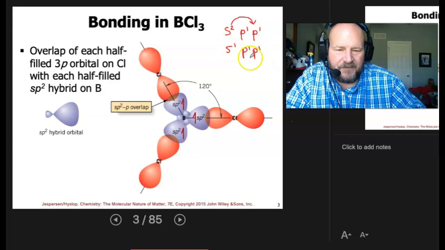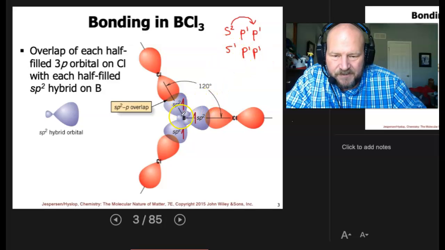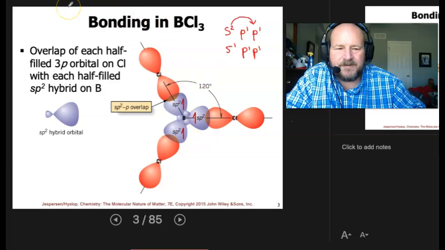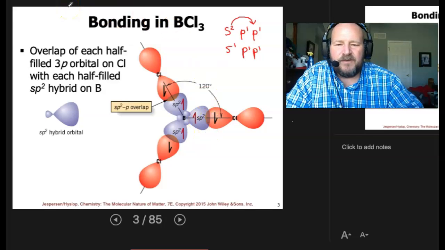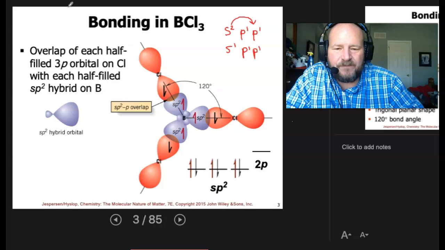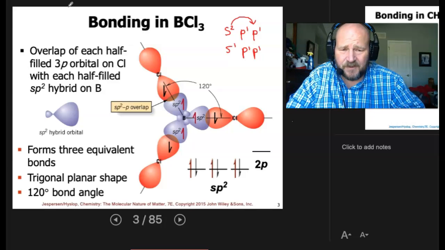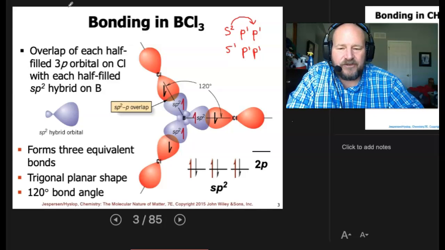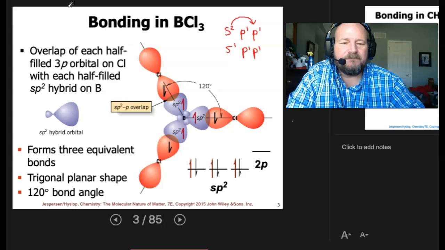And of course that means I'm going to have 3 of them, and so here they are, sp2 here, sp2 there, and sp2 there. Okay, so then we get 1 electron in each one of those orbitals, and then of course 1 electron from each of the p orbitals in the chlorine, and so there we're going to see that we're going to fill our sp2 hybrid orbitals. So we're going to form 3 equivalent bonds. It should have a trigonal planar shape, which means we should expect it to have a 120-degree bond angle.